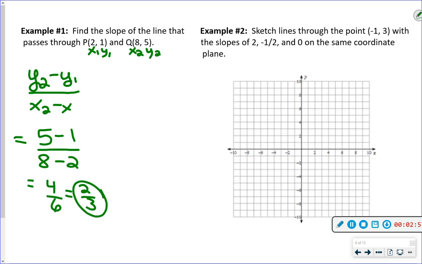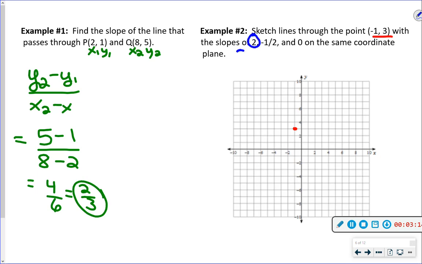Okay, moving on. Sketch the lines through the point -1, 3 with those different slopes. So every single line is going to go through this point. So I'm going to plot that first, -1, 3. And then I'm going to start marking out these lines. Now, I'm going to color code it.